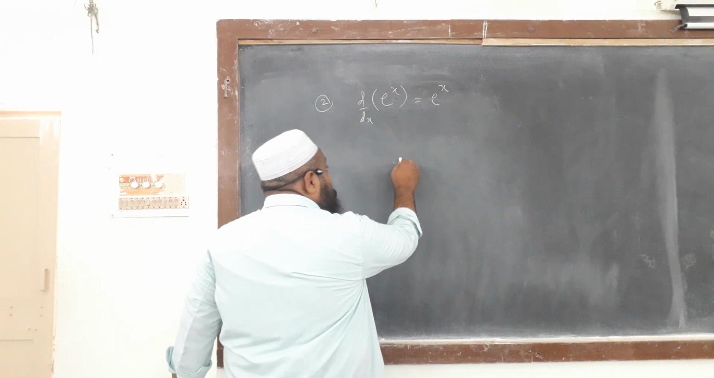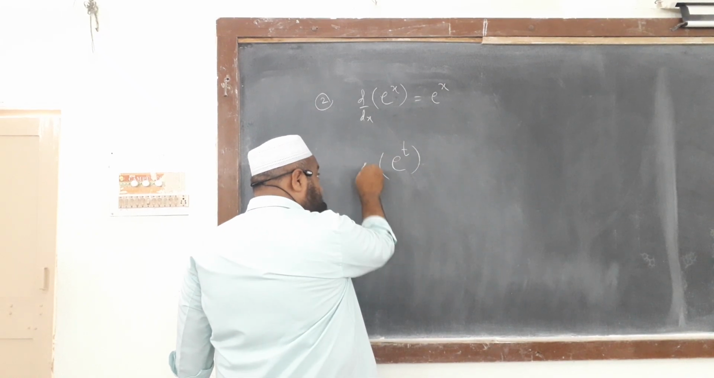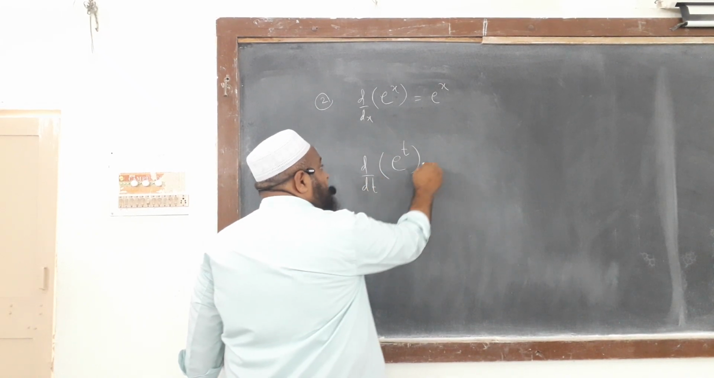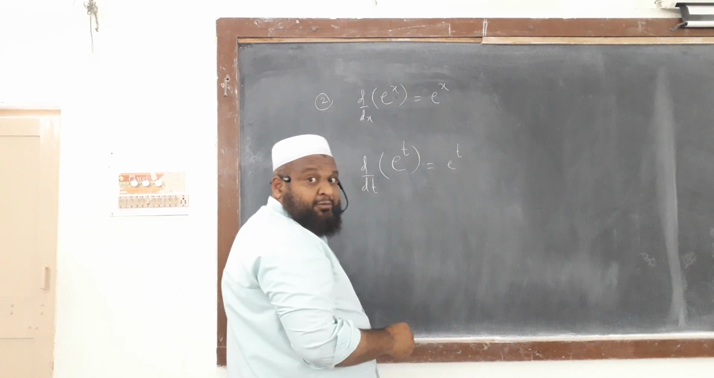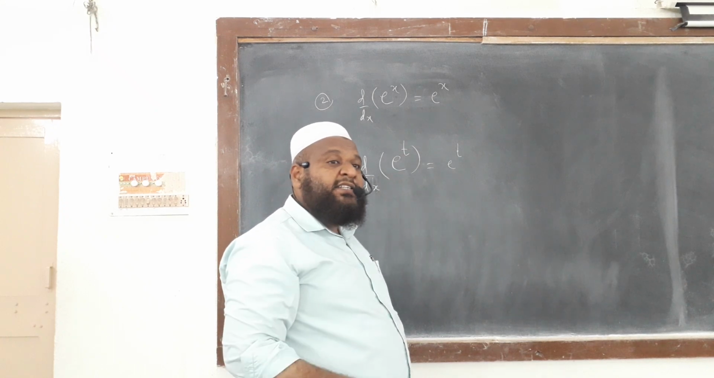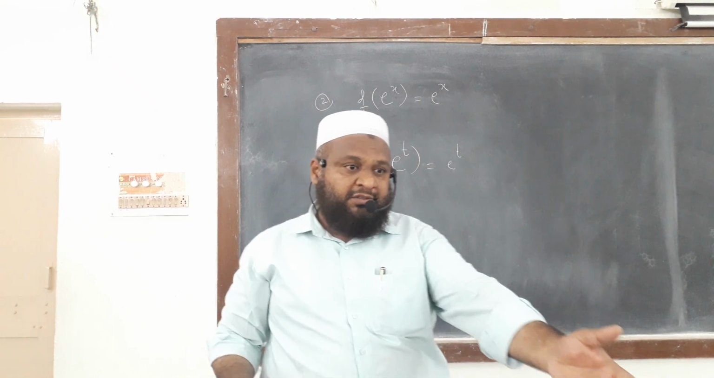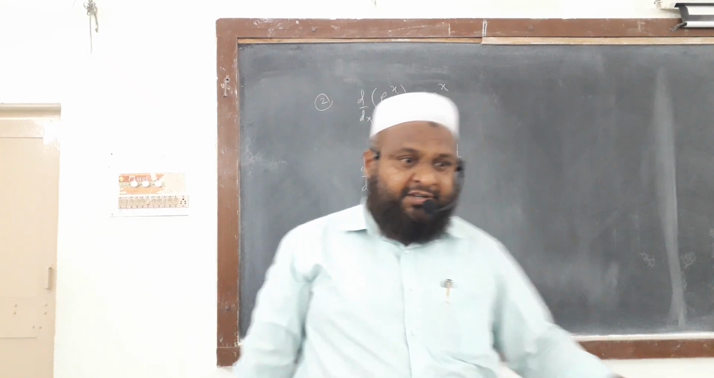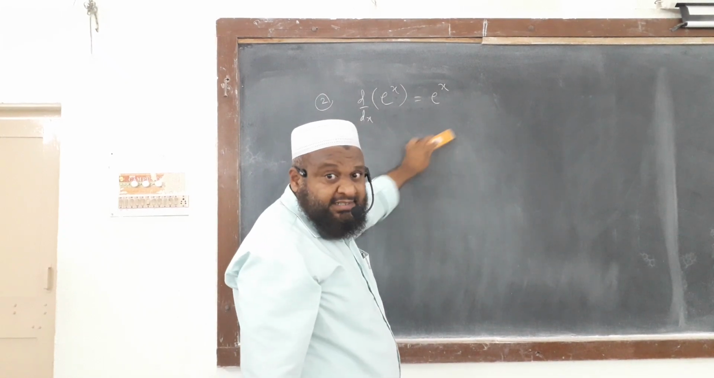And if it is e to the power of t and we are doing differentiation with respect to t, then it will be e power t again. But if it is x here and t here, what to do? Let us see that using the chain rule. That chain rule, you remind me if I forget. I will tell the chain rule in these basics.